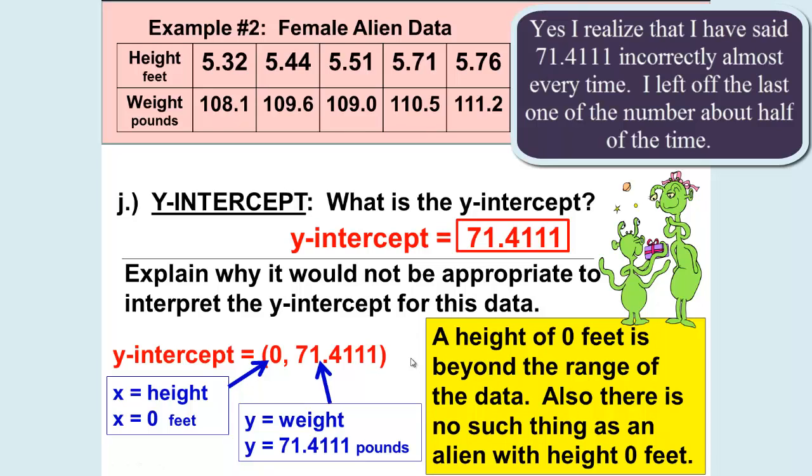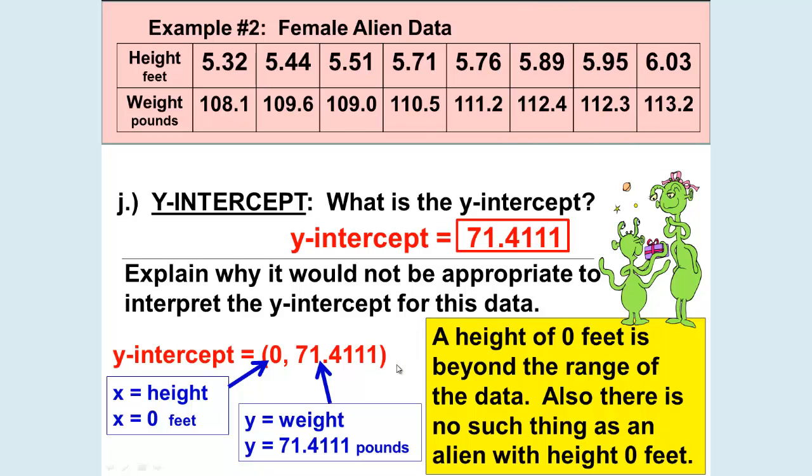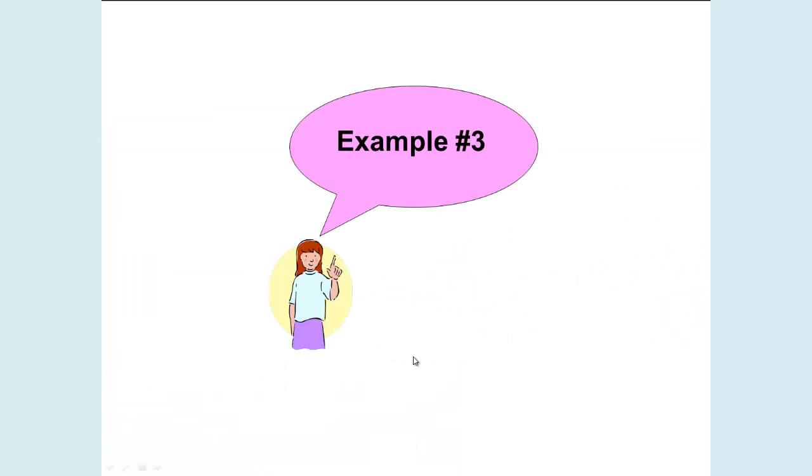Also, there's no such thing as an alien with a height of 0 feet. That would be no alien. Therefore, there is no meaning to the y-intercept. And that is why it would not be appropriate to interpret the y-intercept for this data. And that is a good place to stop, and we will begin example 3 in the next part of this video series.